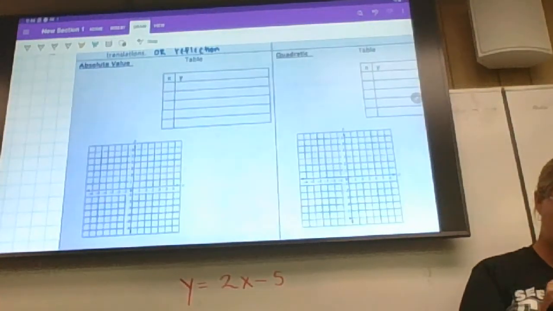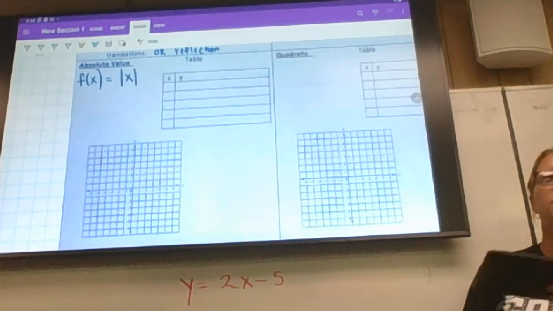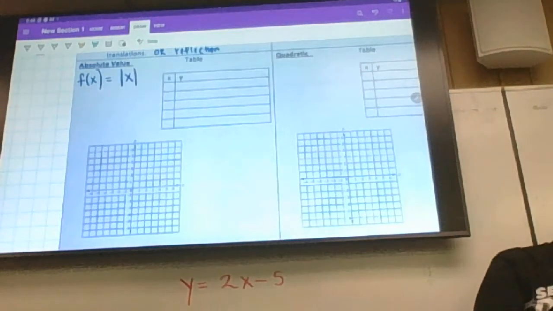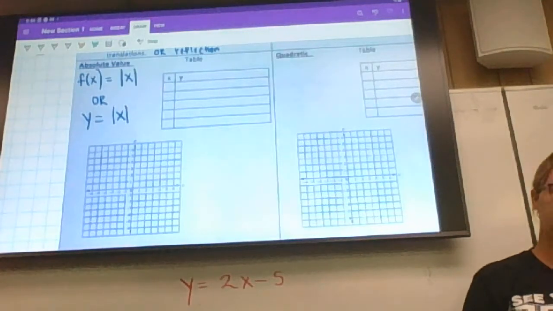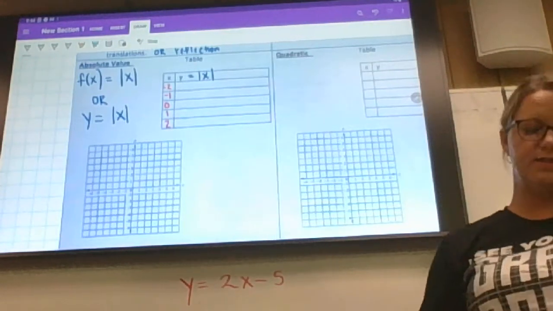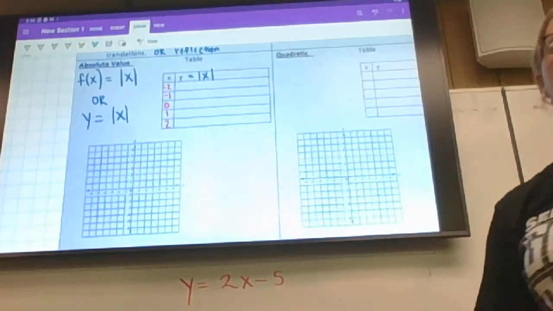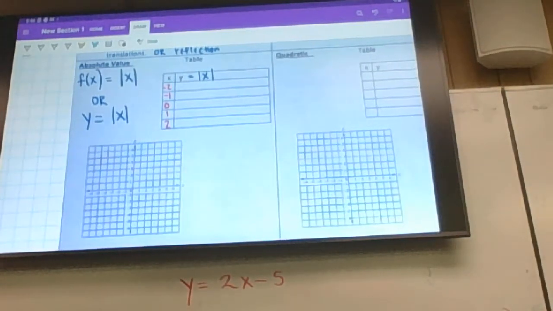Okay, so absolute value is just f of x equals the absolute value of x. So it's the linear function, but with absolute value bars. F of x is the same as y. All right, I'm going to pause, and I'm going to let you fill this table out in your group and make a graph. See what your graph looks like compared to the people in your group.